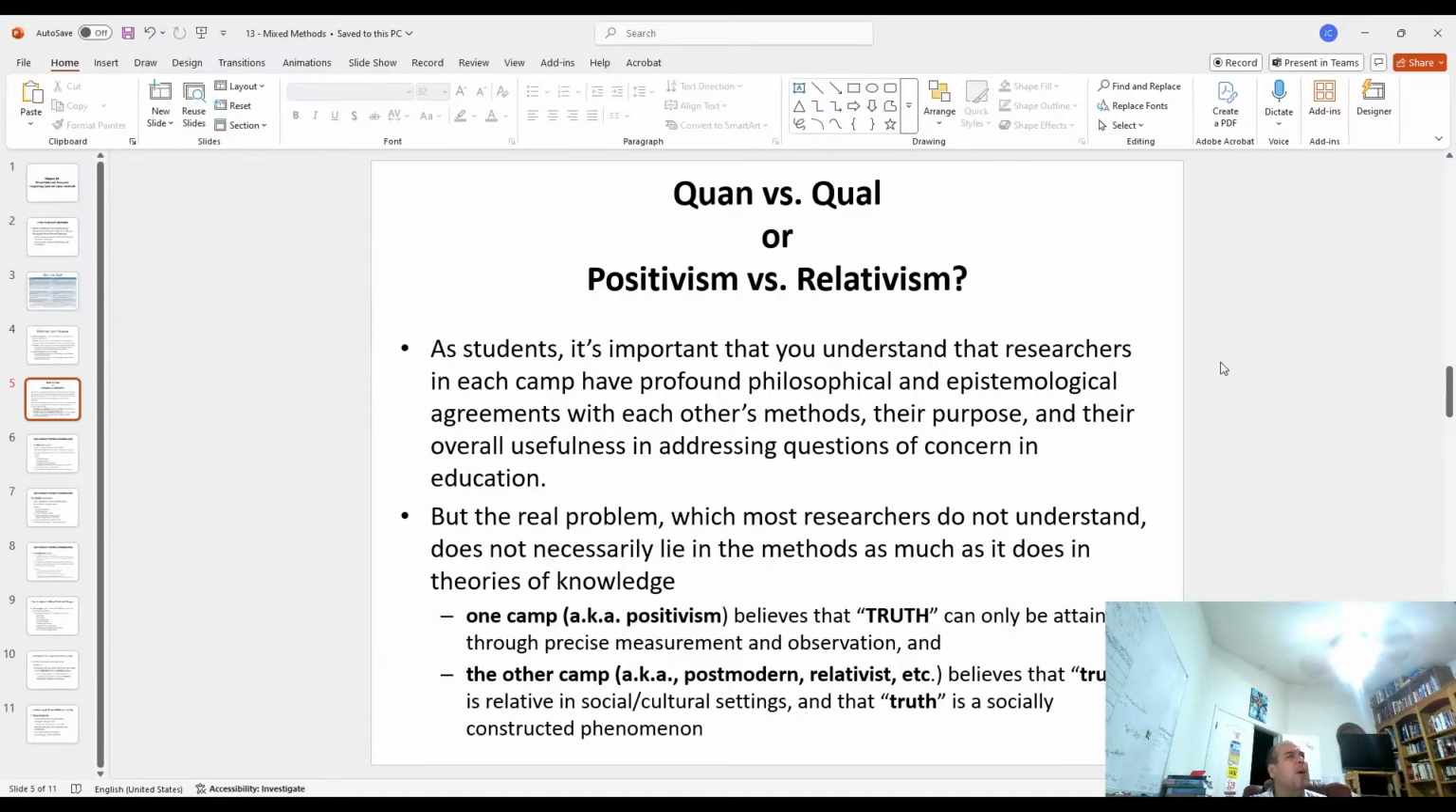The real problem, which most researchers don't understand, doesn't necessarily lie in the methods as much as it does in the theories of knowledge. So in one camp, positivists. It's called the positivism movement or positivism philosophy. There's many different ways to describe it. You can ask AI, what is positivism in the world of research? These are the people that believe in the truth, that truth can only be attained through precise measurement and observation.